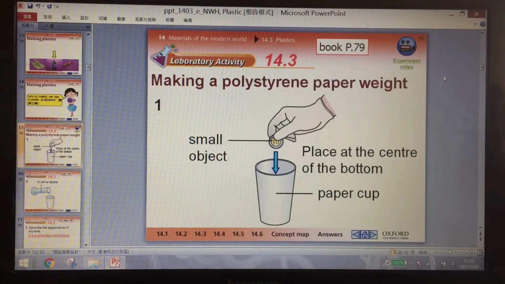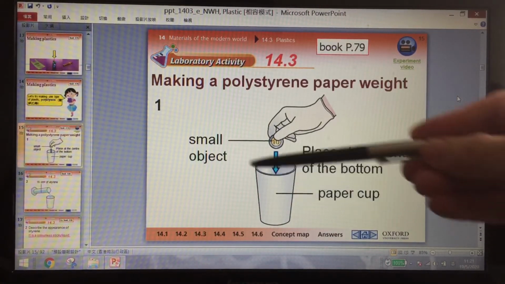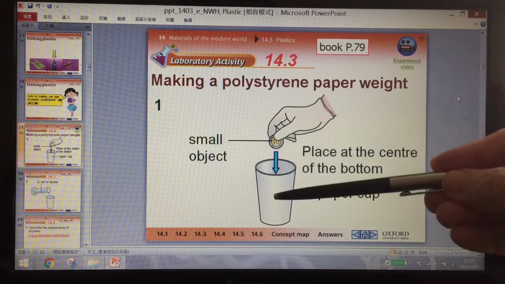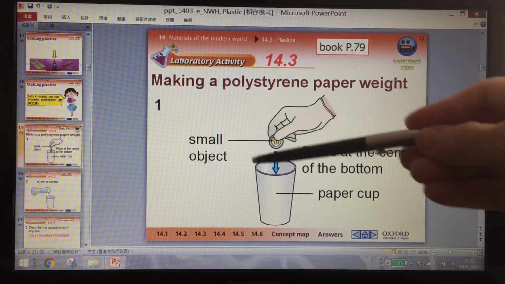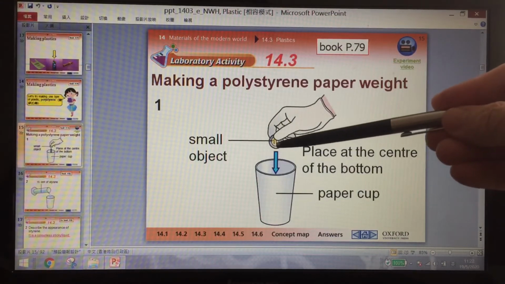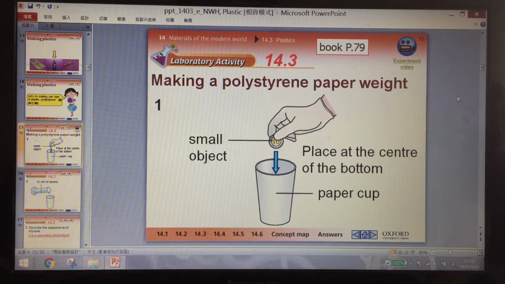After the video, we discuss the experiment. At first, we prepare a paper cup and a small object. At last, the plastic will cover the small object and then we will have a gift object.